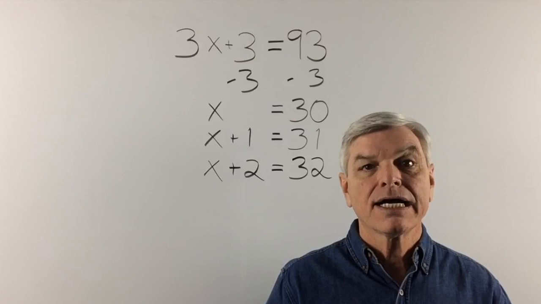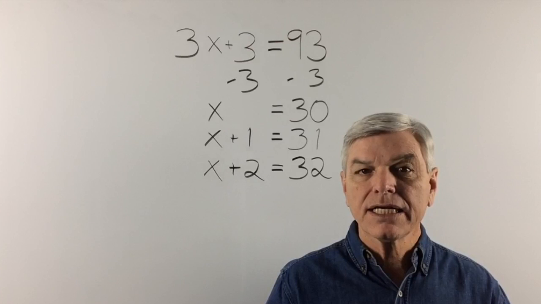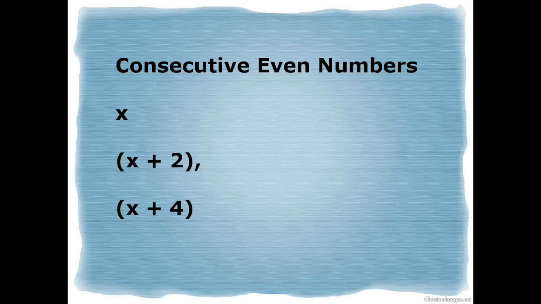Let's do something a little bit more complicated. Our next problems have to do with consecutive odd and consecutive even integers. Consecutive even integers are going to be x. The first one is always x. The second one is x plus 2. And the third one is x plus 4.